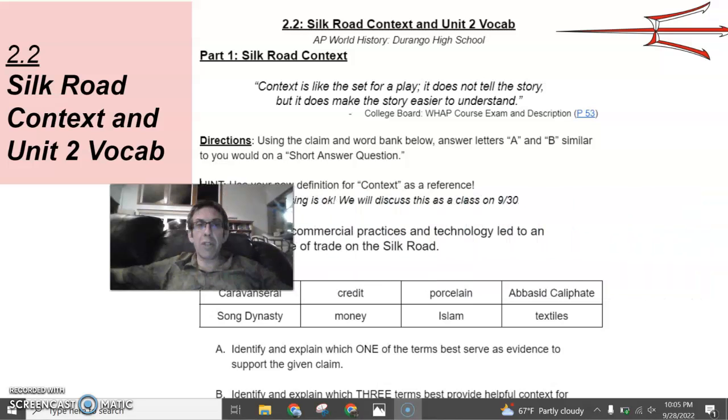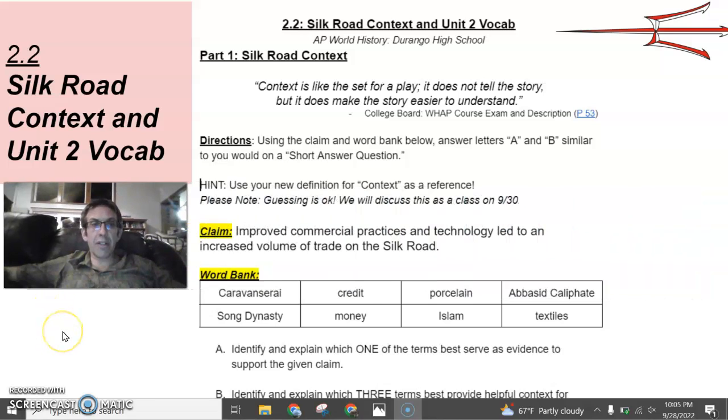2.2 has two parts. First of all, we're going to be using that new definition of historical context to use this claim. It says improved commercial practices and technology led to an increased volume of trade on the Silk Road. And then also using your new definition for context to go into these two questions. We've got one term that best serves as evidence to support the given claim, and then three terms that best provide helpful context.